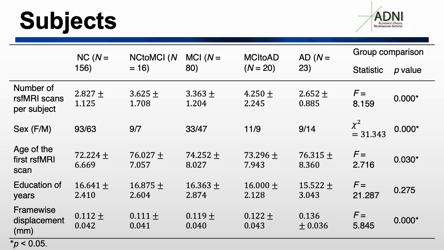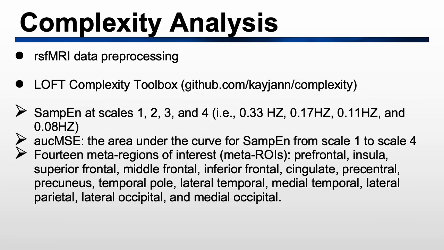This table displays the demographic information for each group. The 5 groups matched in terms of education years, but not sex, age of the first resting state fMRI scan, and frame-wise displacement. Each scan went through the standard pre-processing procedure using CONN toolbox.